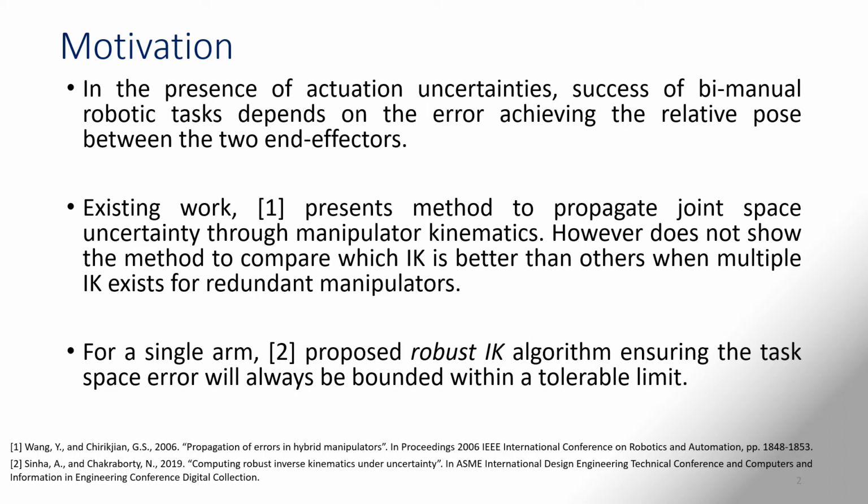A good related work in this context is the work by Wang et al., where the authors showed a method of how joint space errors can be propagated to the task space for a single arm. On the other hand, our previous work showed how task space error sets can be utilized to choose an inverse kinematic solution that will be robust to the joint space errors. Our current work is a natural extension of our previous work in the context of bimanual tasks with actuation uncertainties in both the arms.